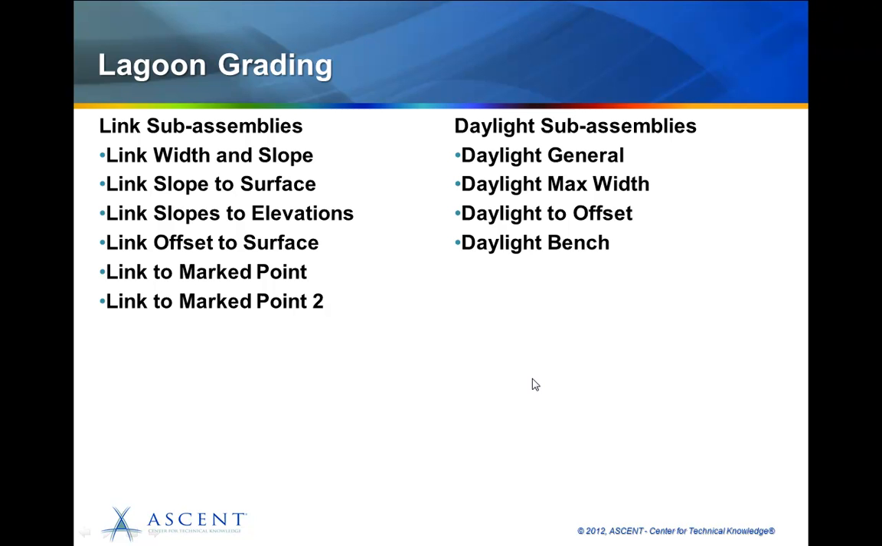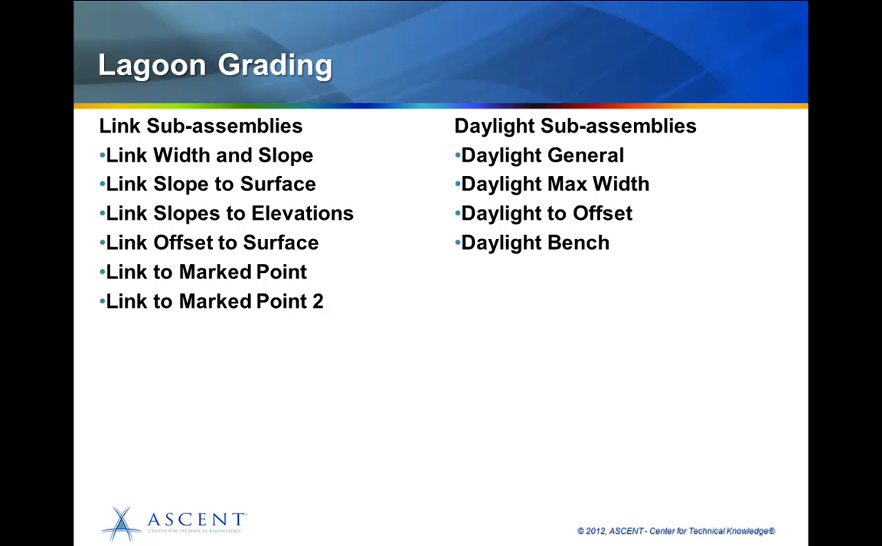When it comes to lagoon grading, I've talked about many of the different types of assemblies or sub-assemblies that you can use for grading. Specifically, I've talked about which sub-assemblies are equal to the same thing that you can do with a grading object. For instance, the link, width, and slope subassembly that we see here is the exact same thing as grading to a distance with a grading object.